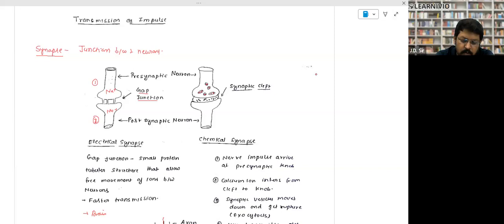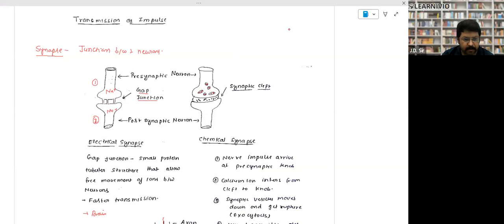Now, how does information flow from one neuron to another neuron? There are very few neurons which remain directly interconnected, right? Basically, these are those neurons where information flow is very fast. These neurons are found only in the brain. So what happened?